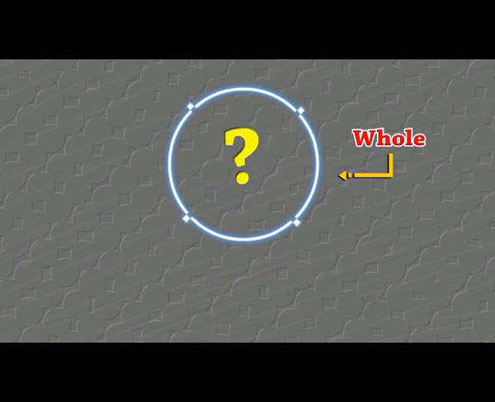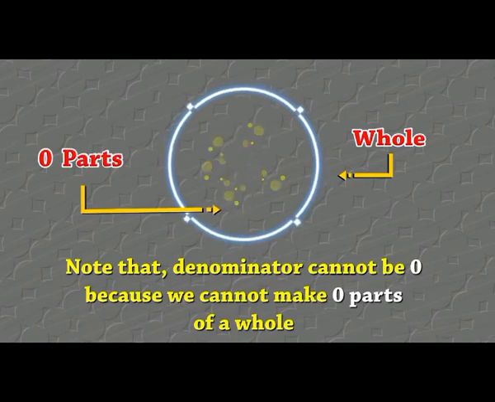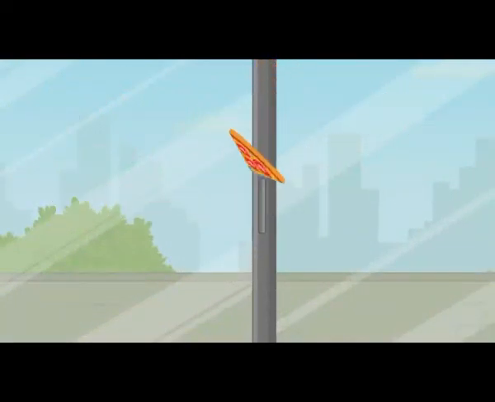One thing is, the denominator cannot be 0. So in the whole, how can you find 0 parts? At least there should be 1 part. So the denominator should not be 0.